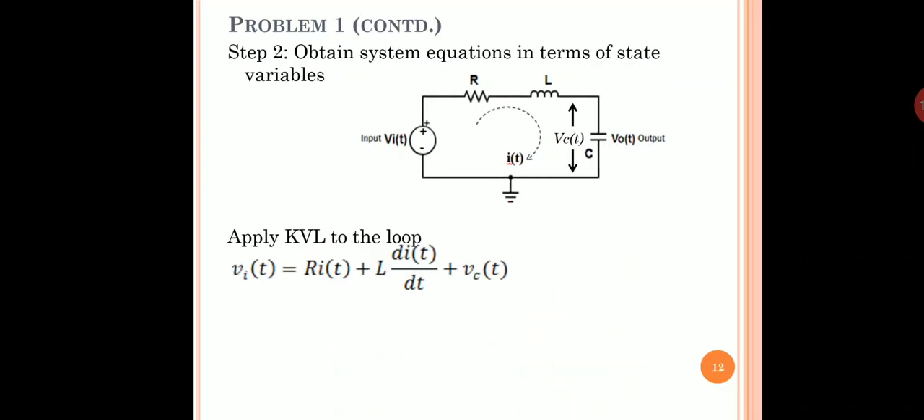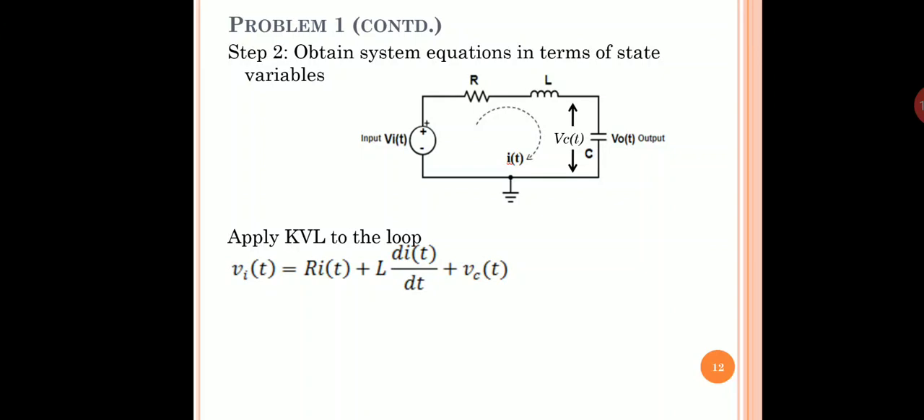Now how can I obtain that? For analyzing an electrical network, I have different options. I can go for KVL, I can go for KCL, or I can go for any other theorems as well. The simplest ones to use are KVL and KCL. In this case, as I have a single loop, I can apply KVL. So here is the KVL equation: Vi(t) is equal to R i(t) plus L di(t)/dt plus Vc(t). It is simple and straightforward.